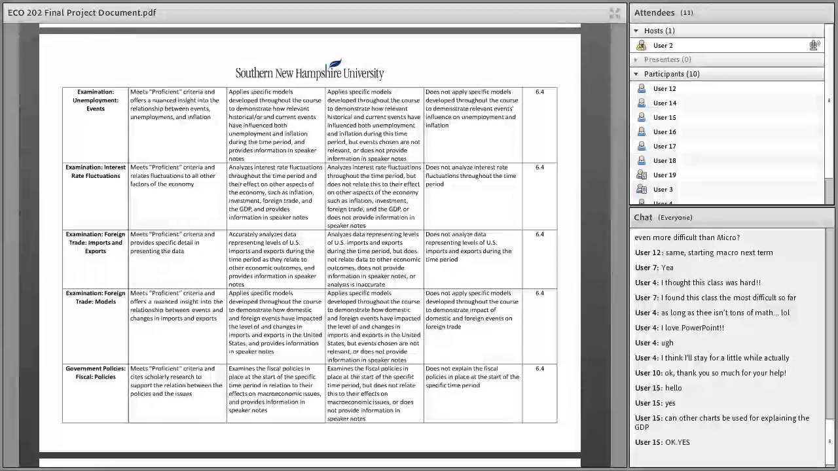So that's what you do when you do the import-export slides. Just go look at events that happened during your decade and how they could have impacted import and exports. And then in the second slide, you do the models. So you apply specific models developed throughout the course to demonstrate how domestic and foreign events have impacted the level. So this is more identifying the events, like you did with the GDP, with unemployment and inflation. Identify events that affected foreign trade.